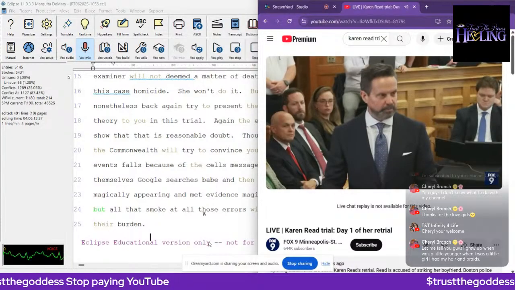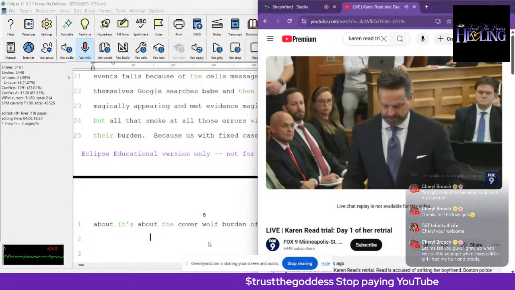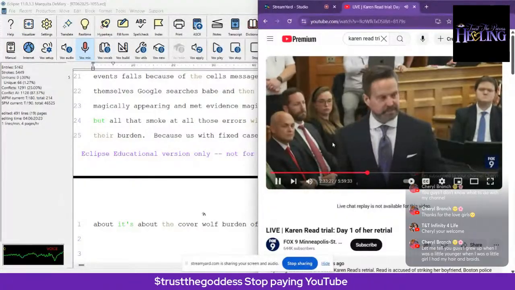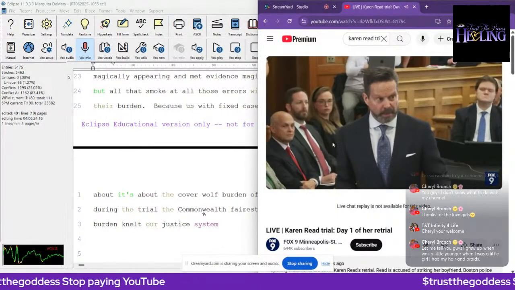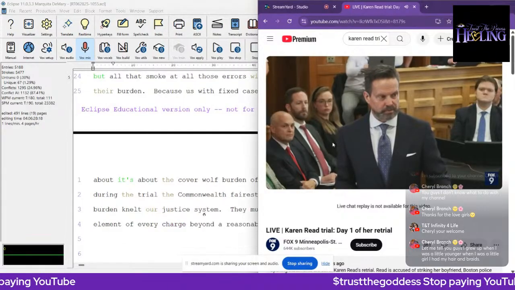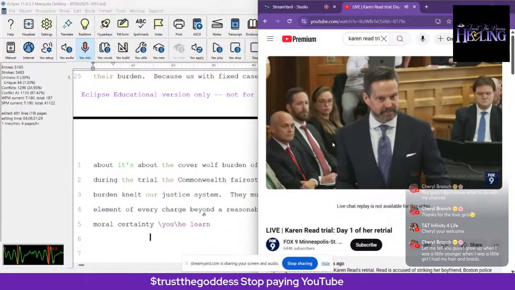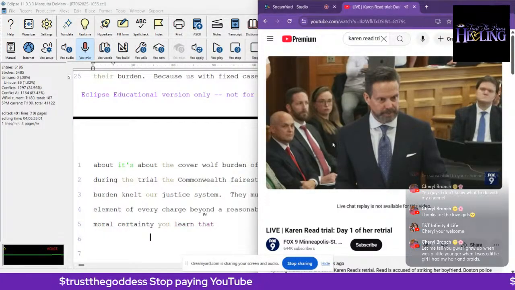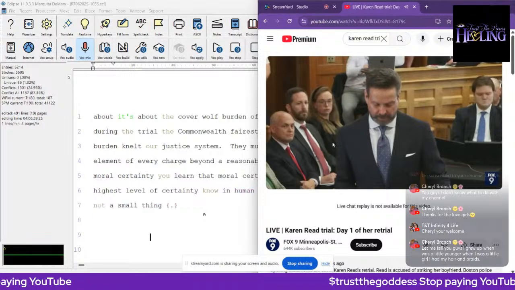It's about the Commonwealth's burden of proof. You'll learn that during the trial, the Commonwealth bears the highest burden known to our justice system. They must prove every element of every charge beyond a reasonable doubt and to a moral certainty. And you'll learn that moral certainty means the highest level of certainty known in human affairs. It's not a small thing. They're not going to be able to do that.